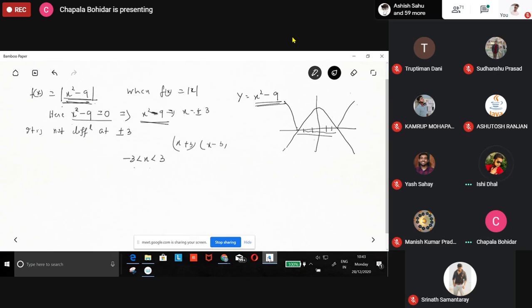Yes, ma'am. Clear? So now when I am putting 1, I am getting a negative. When I am putting 0, I am getting negative. 0 also lies in between minus 3 to 3. All of you clear?